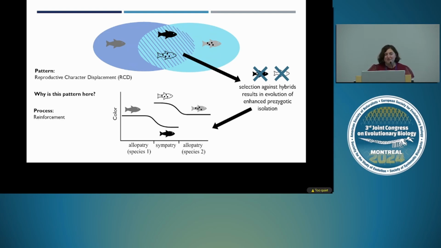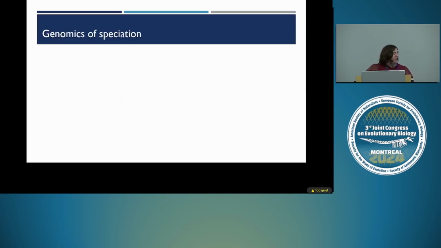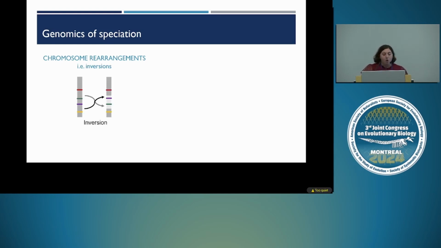Today I'm going to be focusing on this part of the process where we have that selection against hybrids. One big motivating question is, what are the genomics underlying this selection against hybrids? Some potential explanations are things like chromosome rearrangements, such as inversions, where a part of a chromosome does a little flip-flop and causes problems with chromosome pairing and crossing over during meiosis.